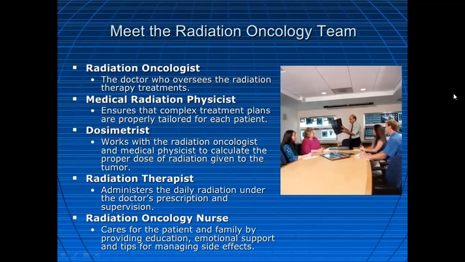Radiation oncology teams consist of different specialists. First of all, it's the radiation oncologist, the doctor who oversees the radiation therapy treatment. The medical radiation physicist ensures that complex treatment plans are properly tailored for each patient. The dosimetrist works with the radiation oncologist and medical physicist to calculate the proper dose of radiation given to the tumor and to control this dose. The radiation therapist administers the daily radiation under the doctor's prescription and supervision. And at last, the radiation oncology nurse cares for the patient and family by providing education, emotional support, and tips for managing side effects.